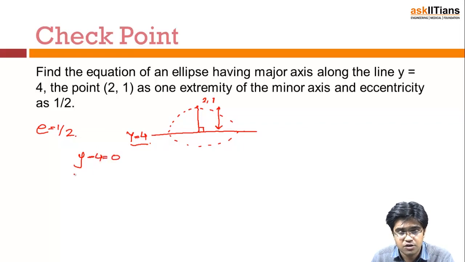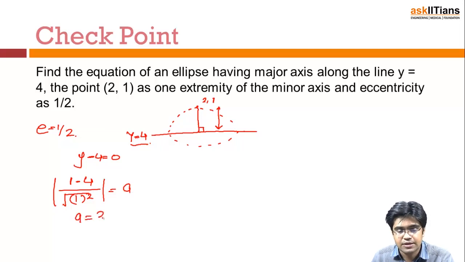The equation of the line is y minus 4 equals 0. So the length of the perpendicular from 2 comma 1 to y minus 4 is modulus of 1 minus 4 divided by square root of 1. This is the length of the semi minor axis, or let me call it a. That means a is 3. Now why I have called it a, it's because this line is actually parallel to the x axis. So if a is 3 and this is parallel, that means I am taking b as my semi-major axis, because this is the semi-minor axis.